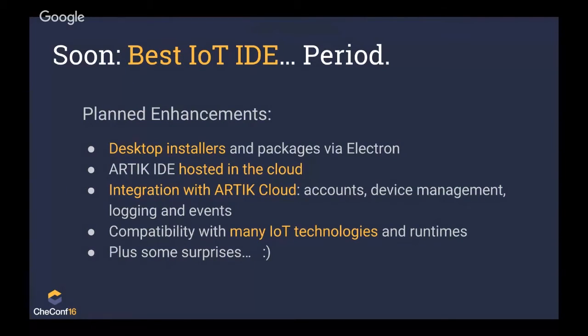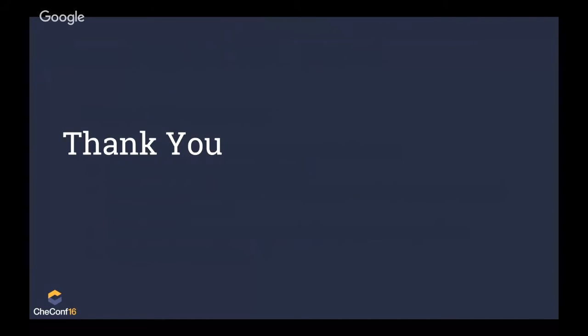But where we're really going is that we just want to be the best IoT IDE, period. We want desktop installers so that people who are used to running it in a very classic desktop way can do that. We want to have it hosted in the cloud and perhaps even able to access devices in the cloud. So you have a much more cloud-based workflow for IoT. We're definitely going to be integrating more deeply with the ARTIK Cloud and expanding the compatibility with other IoT technologies. Plus, we've got some really cool surprises up our sleeves. So keep an eye on things. We've just gone through GA 1.0 with the ARTIK IDE. So there's a lot of great stuff that is still coming.